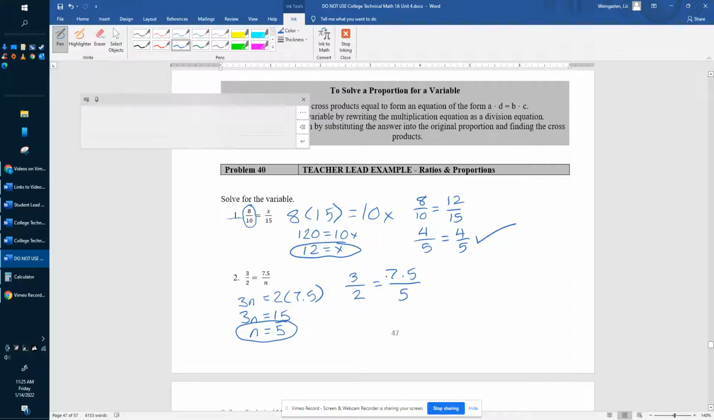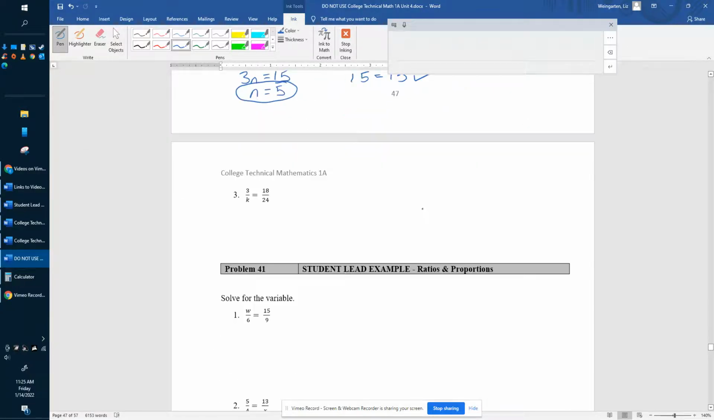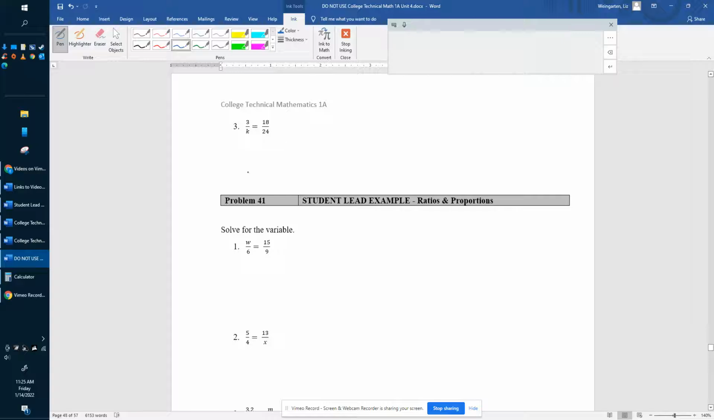Now, it's not as easy to reduce fractions when they involve decimals, so this time I'm going to cross multiply. So I get 3 times 5 is 15. 2 times 7.5 is 15. This is correct, so this is our correct answer. Last one before you work on some yourself.